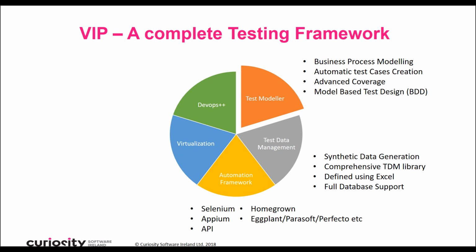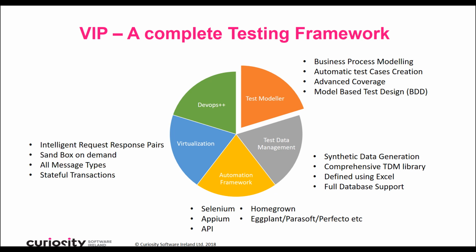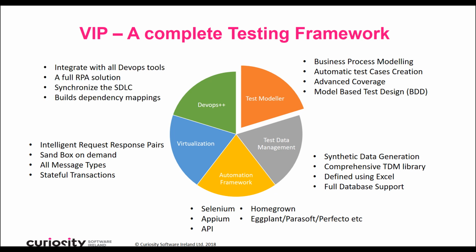It lets you use your own homegrown test framework, as well as supporting the major automation tools such as Eggplant, Parasoft and Perfecto. We can virtualize endpoints and build intelligent and matching request-response pairs, spin up sandboxes on demand, as well as supporting all message types. Finally, we can integrate with your DevOps toolchain and help you integrate your software lifecycle so you can build up an accurate map of dependencies and start moving into the world of AI-driven development.